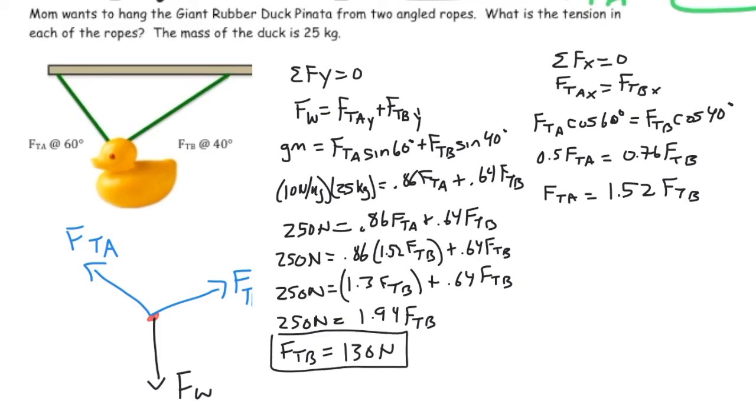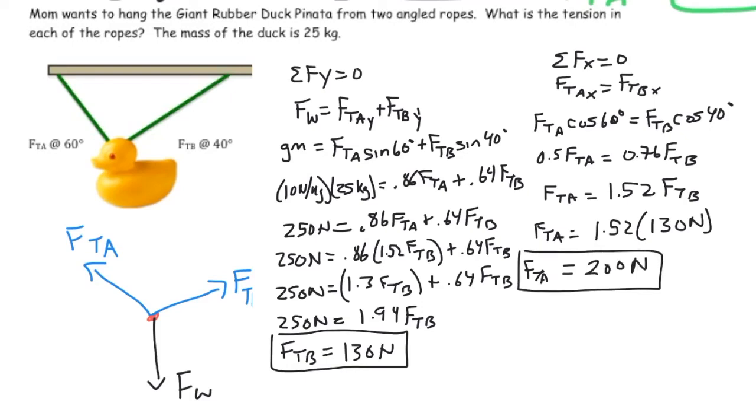Now, I'm not done. I don't know what FTA is still, so I can go back to the other side and put in what I know. I know that FTA is 1.52 times FTB. So 1.52 times 130 newtons is 200 newtons. And I have both answers now.